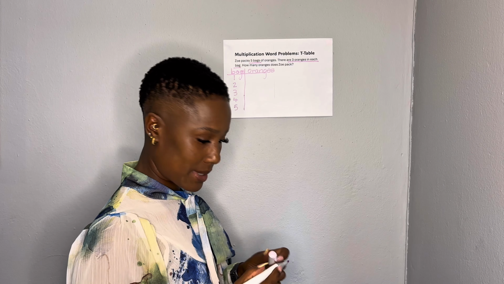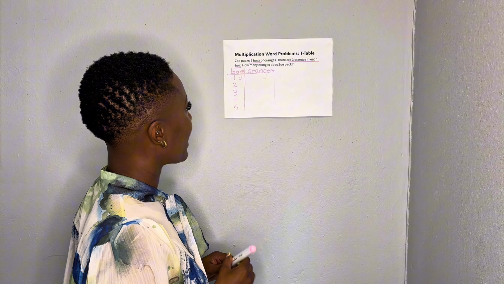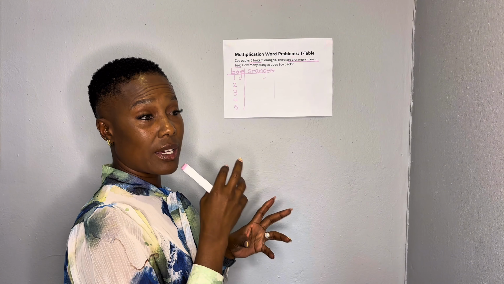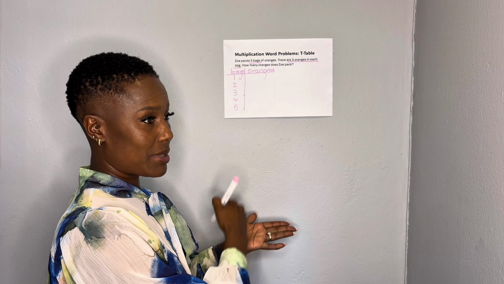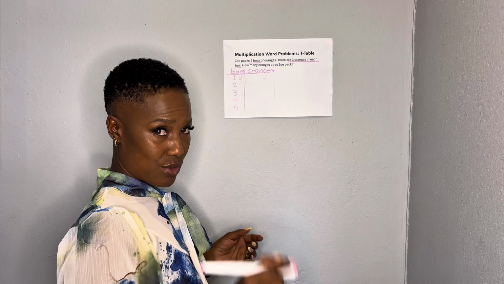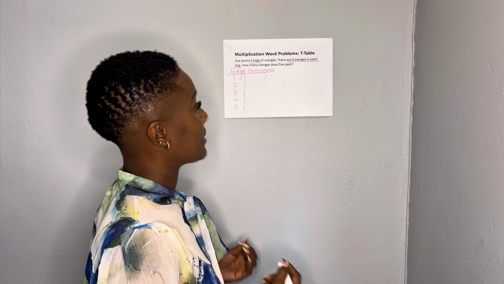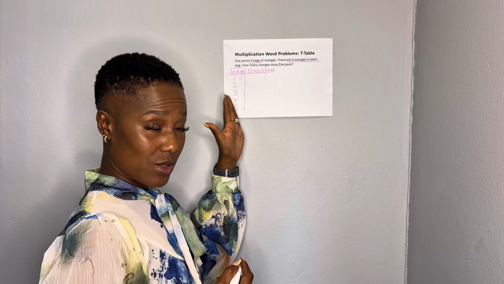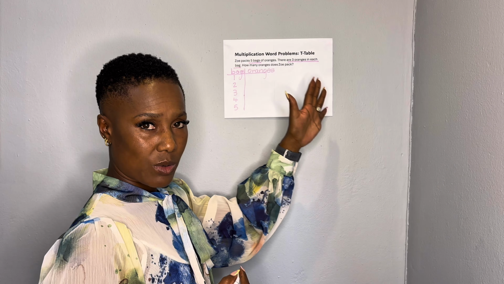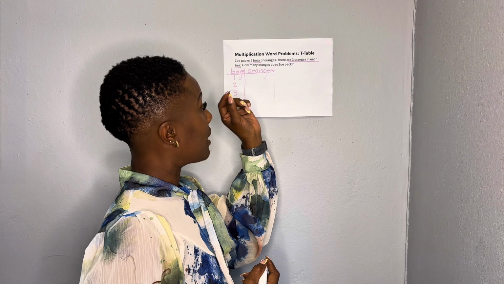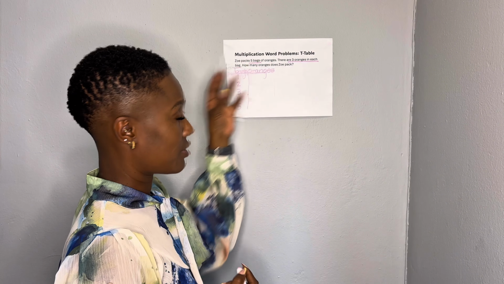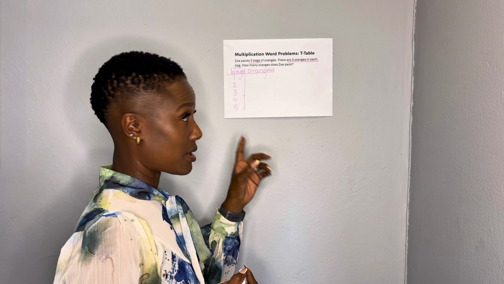With CAPS, we are expected to introduce multiplication using repeated addition leading to multiplication. I am going to show you 2 ways. I will start with the repeated addition way, still using the T table, and I will also show you the multiplication method of solving this sum using the T table.